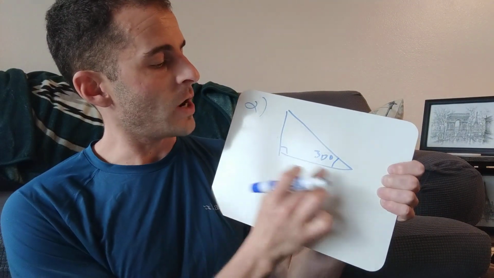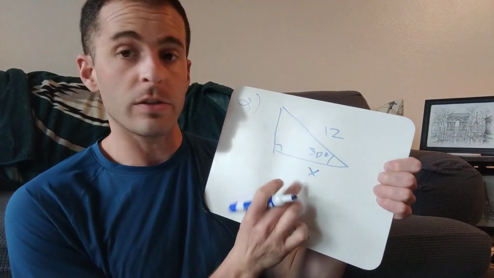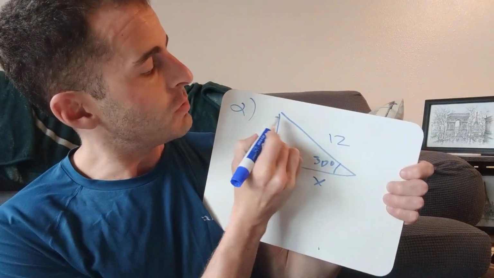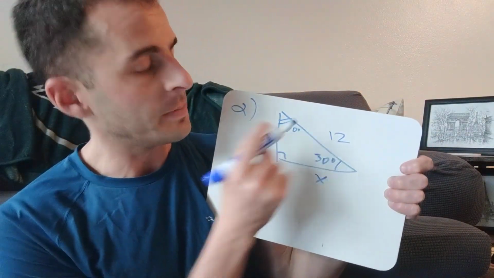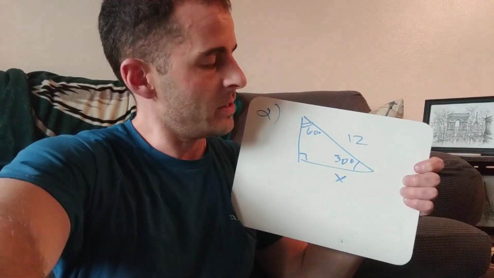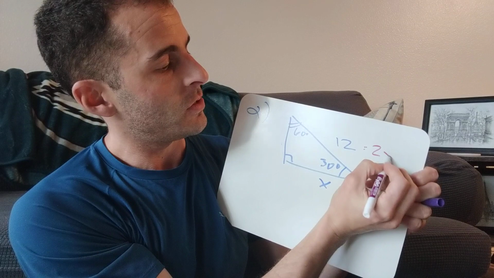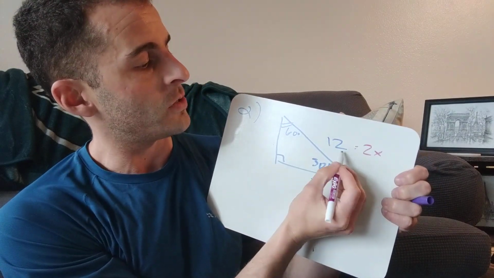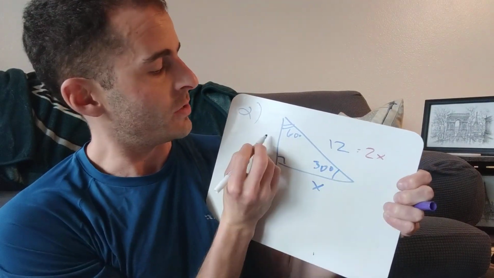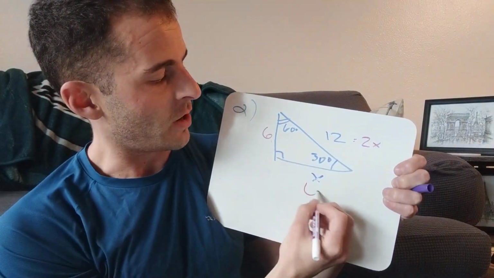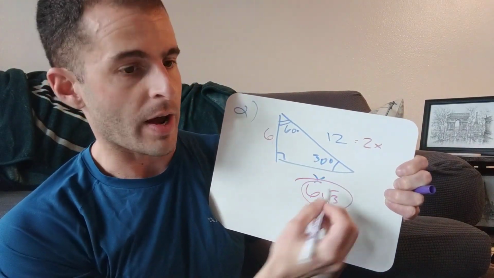They give us another right triangle. It's 30 degrees. They give us the hypotenuse is 12, and they want us to find this side. Oh, sorry for the glare. Okay, so we know this is 30, which means that this side is 60. And if we know that this is twice the smallest side, so 12 is twice the smallest side, the smallest side is 6. Therefore, the side across from 60 is 6 rad 3.